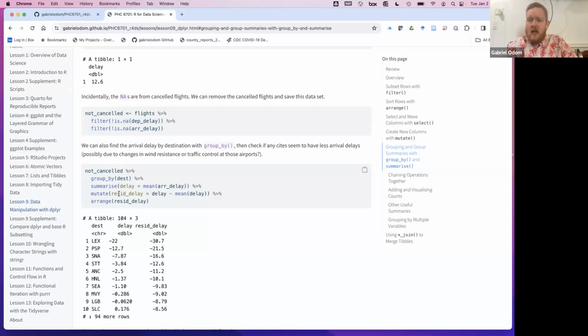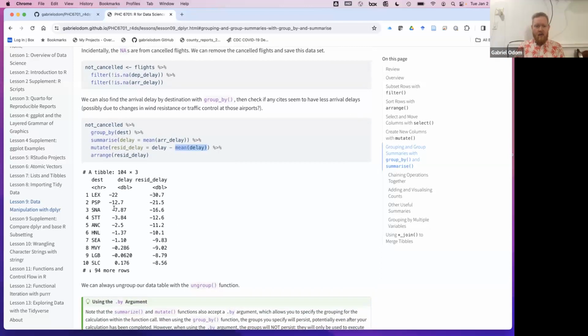And then residual delay. So let's find the difference between the delay compared to the average delay. So the average delay across all of these groups could be, I don't know, let's hope that on average we're close to 10 minutes or 12 and a half minutes or something. And so the residual would be the difference between the actual observed average delay for these destinations and the average delay across all destinations.